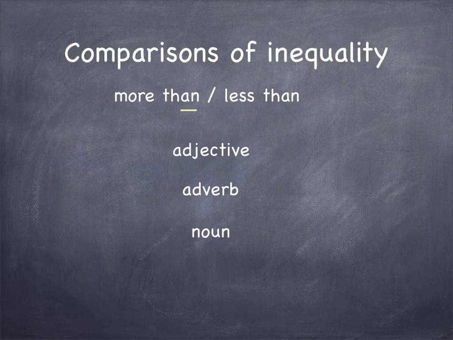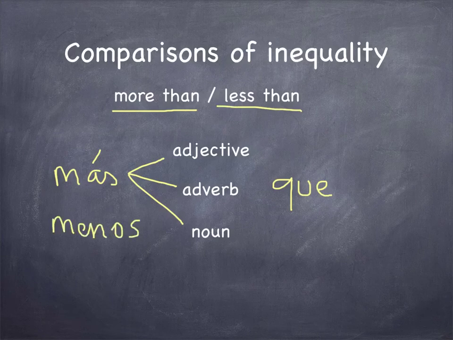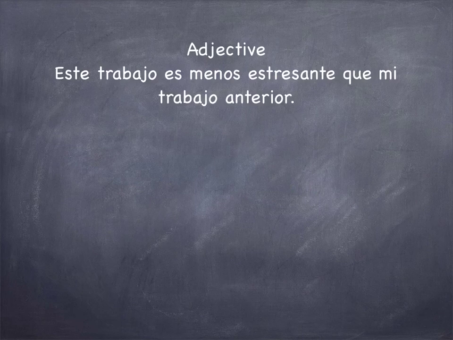To say more than, in Spanish we use the expression más, and if it's followed by an adjective, an adverb, or a noun, than means que. Now if we want to say less than, then we would say menos. And again, if it's followed by an adjective, an adverb, or a noun, it's followed by que. So let's take a look at the first example.